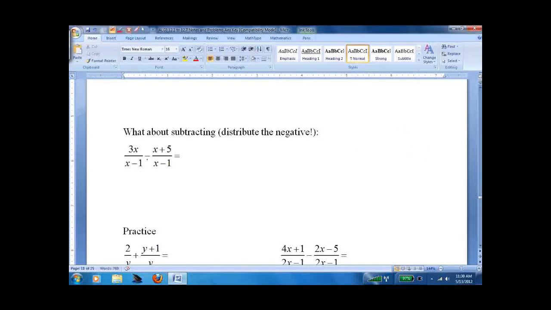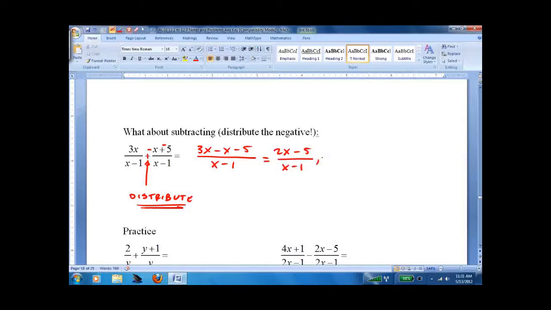So we have to distribute. I recommend doing it immediately, not later, because it causes problems. So I will change that to a plus, change that to a negative, change that to a negative. 3x minus 5 all over x minus 1. 3x minus x is 2x minus 5 all over x minus 1.